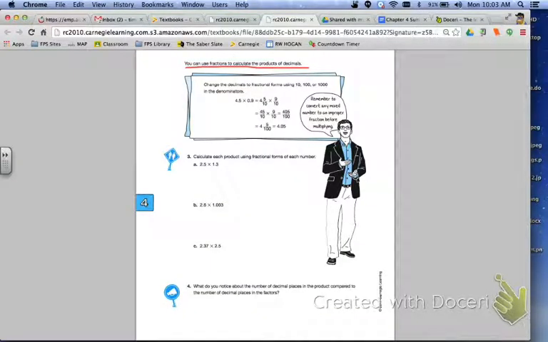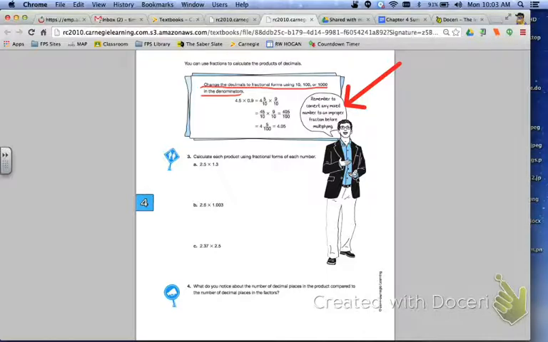Let's go ahead and turn to the top of page 272. You can use fractions as well to calculate the products of decimals, in addition to using models like we just did. What we want to do is change the decimals to fractional forms using 10, 100, or 1000 for our denominators. So take a look at the problem that they give us, 4 and 5 tenths times 9 tenths. So we want to take 4.5, turn that into 4 and 5 tenths in fraction form, and we want to take 0.9 and turn that into 9 tenths in fraction form.